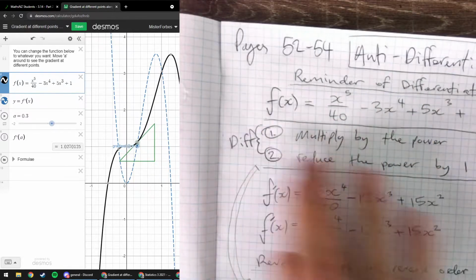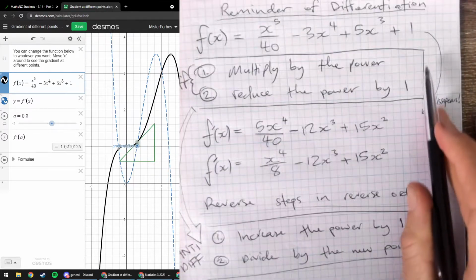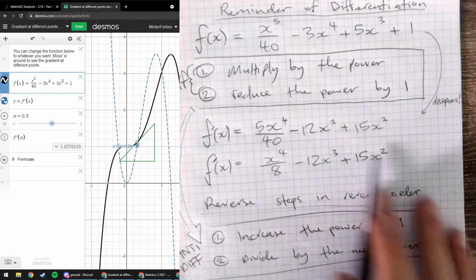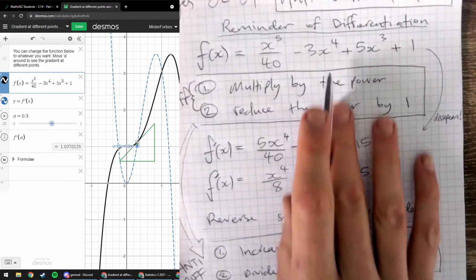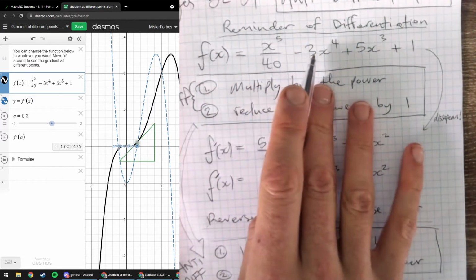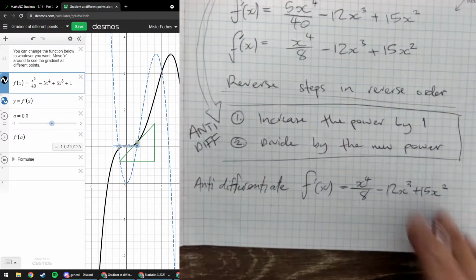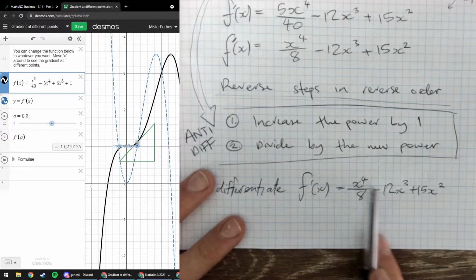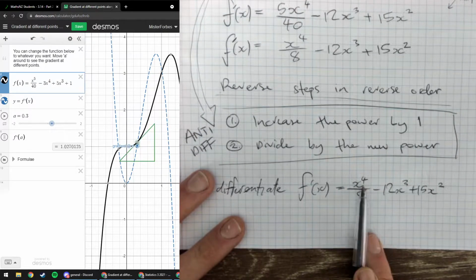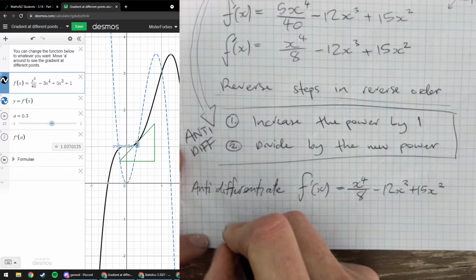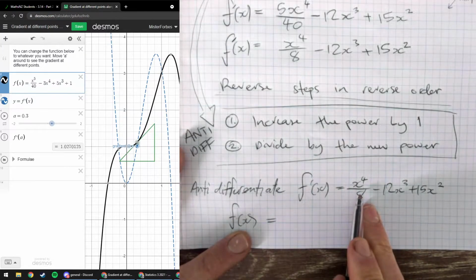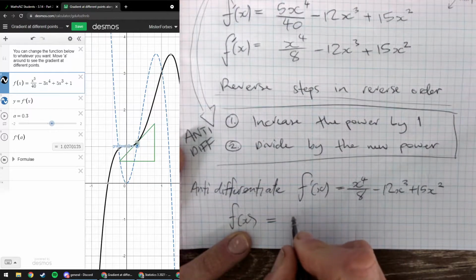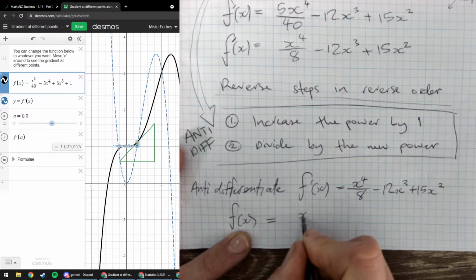Remember, this was our original function before, and we differentiated to get this function here. So what we're going to do is anti-differentiate, and we hope to get the same answer as we started with, because we're doing the opposite steps, right? So let's try it out. First, we're going to increase this power by 1, so it's going to become x to the power 5.